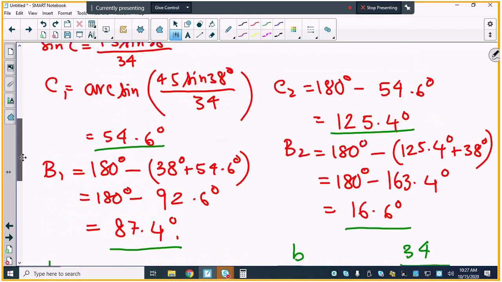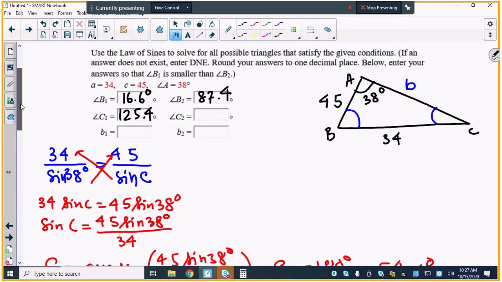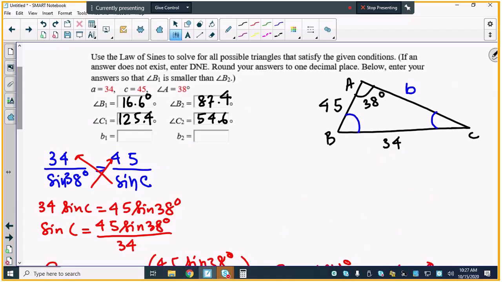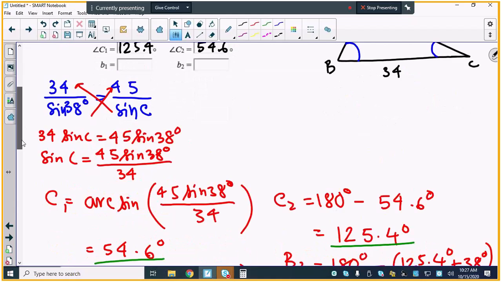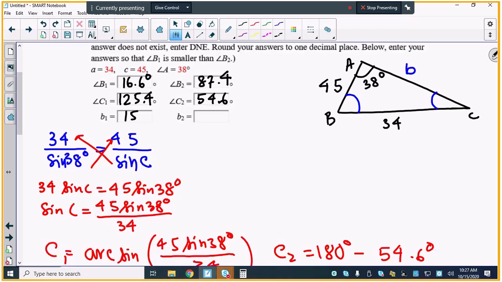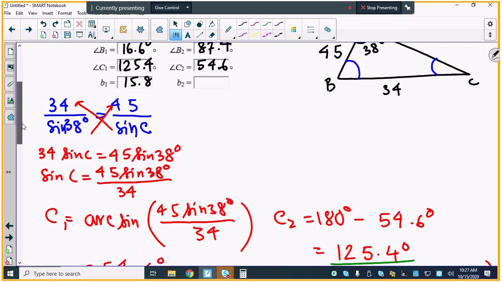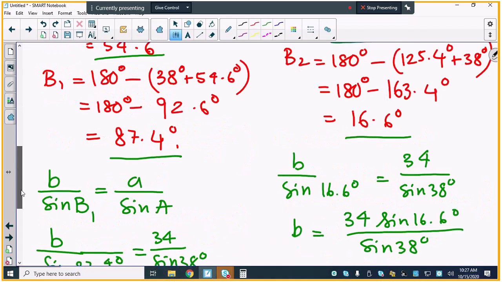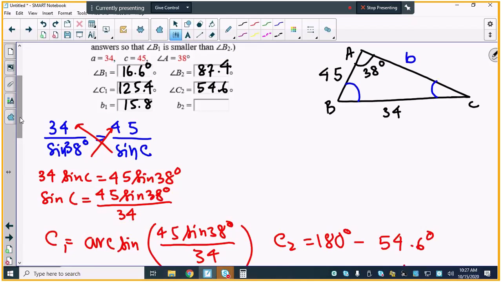C2 is the angle for B being 87.4 degrees. So that's 54.6 degrees. Small b1 is the length B when angle B is 16.6 degrees, and that's 15.8. Small b2 is the length of the side B when angle B is 87.4 degrees, and that is 55.2. And that has completely answered this question for us.